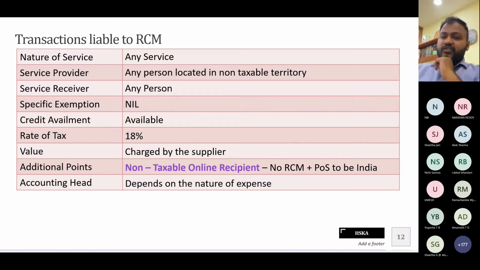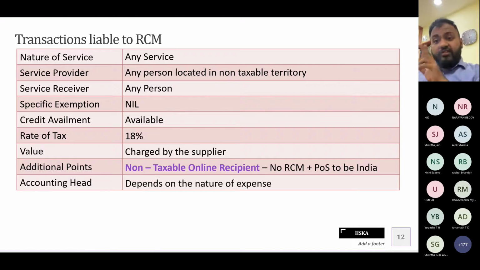Once you pay the tax, you are entitled to credit. Yes, you are entitled to credit. Rate of tax is 18%, unless you are bringing in some services where the rate of tax itself is 5%. What is the value on which you are required to pay tax? Whatever Google charges you. So assuming Google charges you $1, and you account in your books at the rate of 70 rupees, which is accepted by generally accepted accounting principles, then on 70 rupees converted into INR, you will have to discharge tax at the rate of 18%.